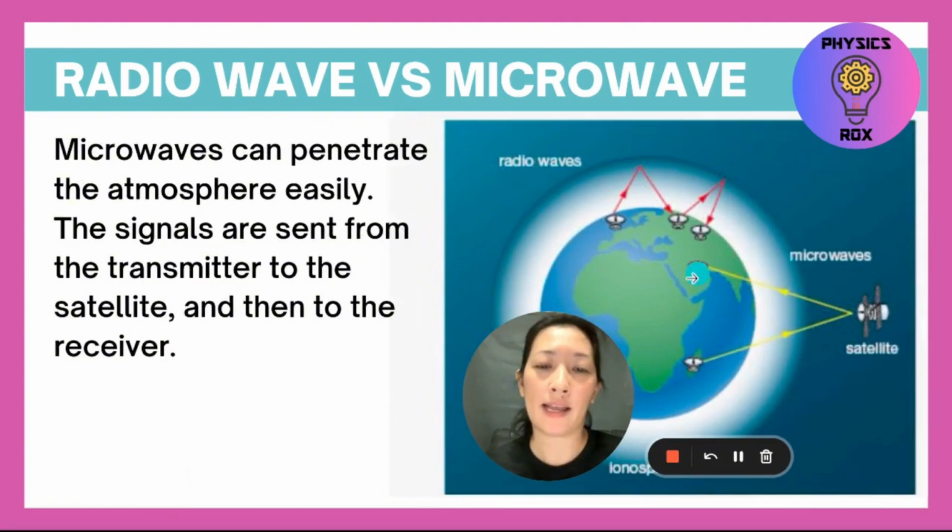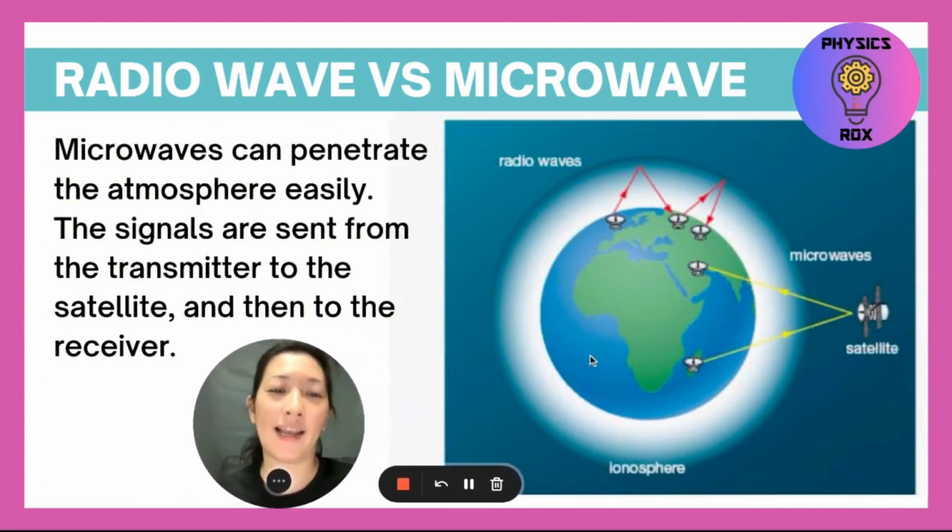Microwaves, on the other hand, let me move my face back. Microwaves, on the other hand, because of the very high frequencies, can penetrate the atmosphere easily. So that's why we need to use satellites. So microwaves, unlike radio waves, cannot reflect back onto the surface of the ground. So in order for microwaves to be used for communications, we need a satellite.